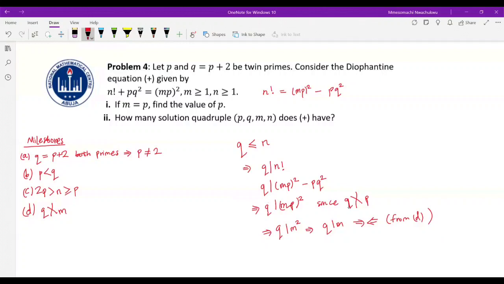So what we assumed was wrong. So it means that fact E or milestone E: Q is bigger than N. What does this imply? We already know that N is bigger than or equal to P, so it means that Q, which is P plus 2, so P plus 2 is bigger than N, which is bigger than or equal to P.